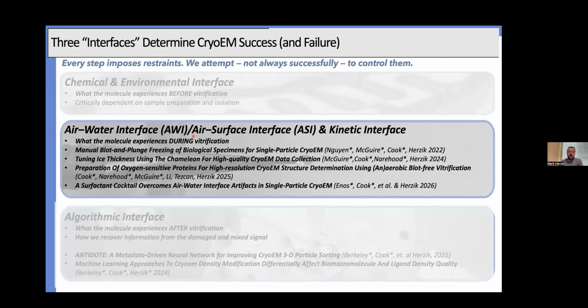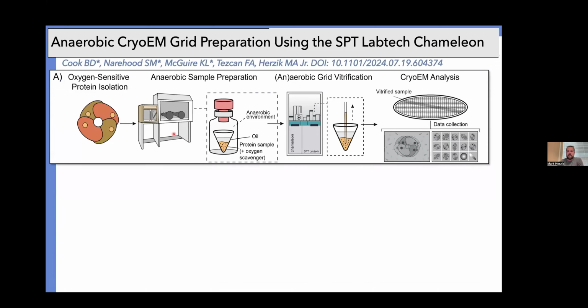And so now with the last 4 or 5 minutes real quick, I want to segue into one other thing that we've done in dealing with both the air-water interface as well as oxygen. And so I think Christina is going to be very happy to see this, having also worked on oxygen sensitive proteins in her previous life, like I did.